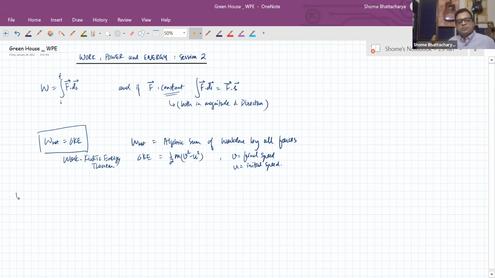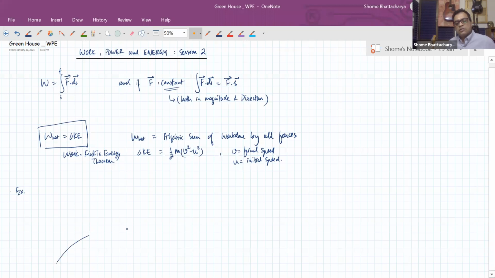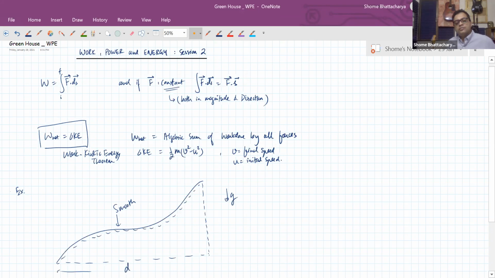So let's begin by looking at an example of this. In this example, we have a situation wherein there is an irregular slope like this, such that it's a smooth surface. Gravity is acting like this. Now this distance is small d from here to here, and this distance is h.